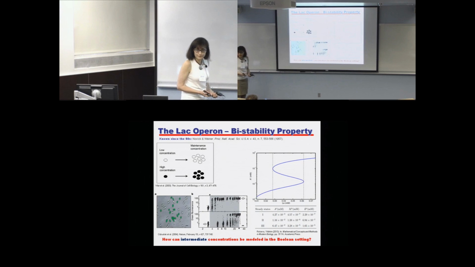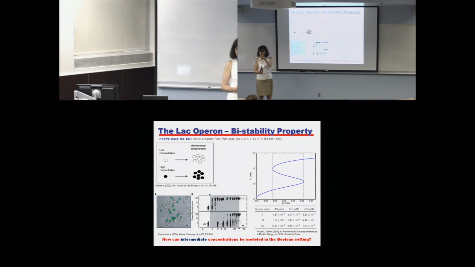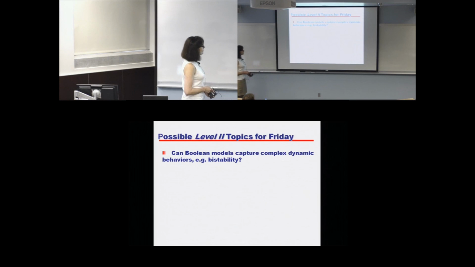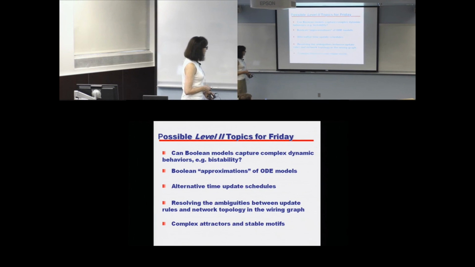So how do we model intermediate concentrations? Because this is what bistability for the lactose operon actually is all about, that in the intermediate concentration you have bistability. Well, in the Boolean world, we're talking all or nothing. So how do we model intermediate concentrations? And I had included here some ideas of how this can be done. But I'll skip it. I'll talk about it next time.